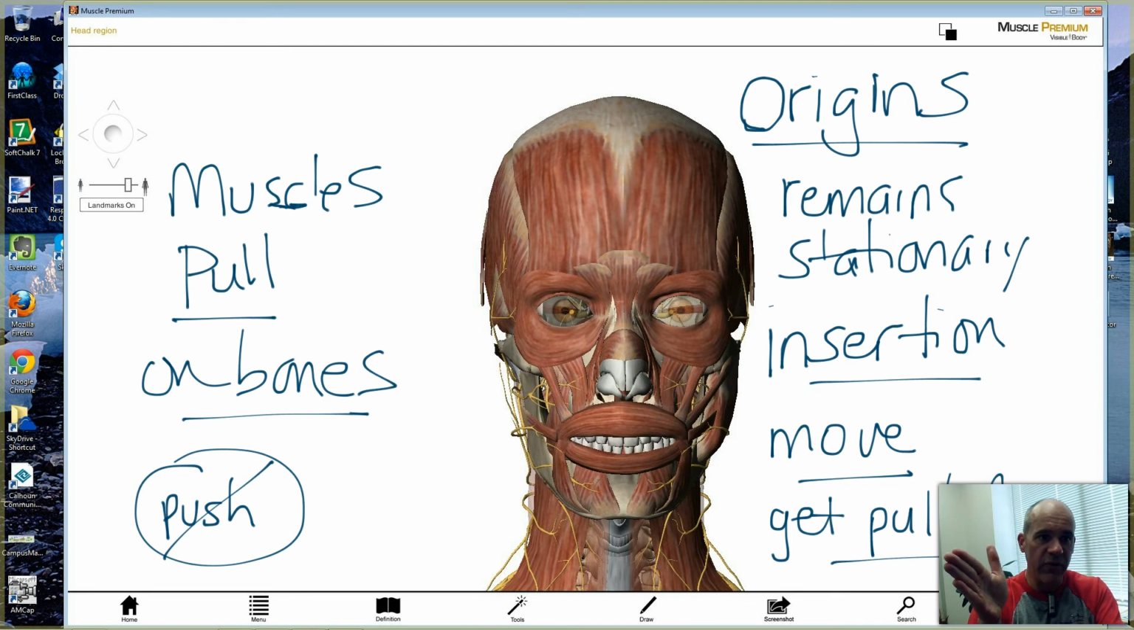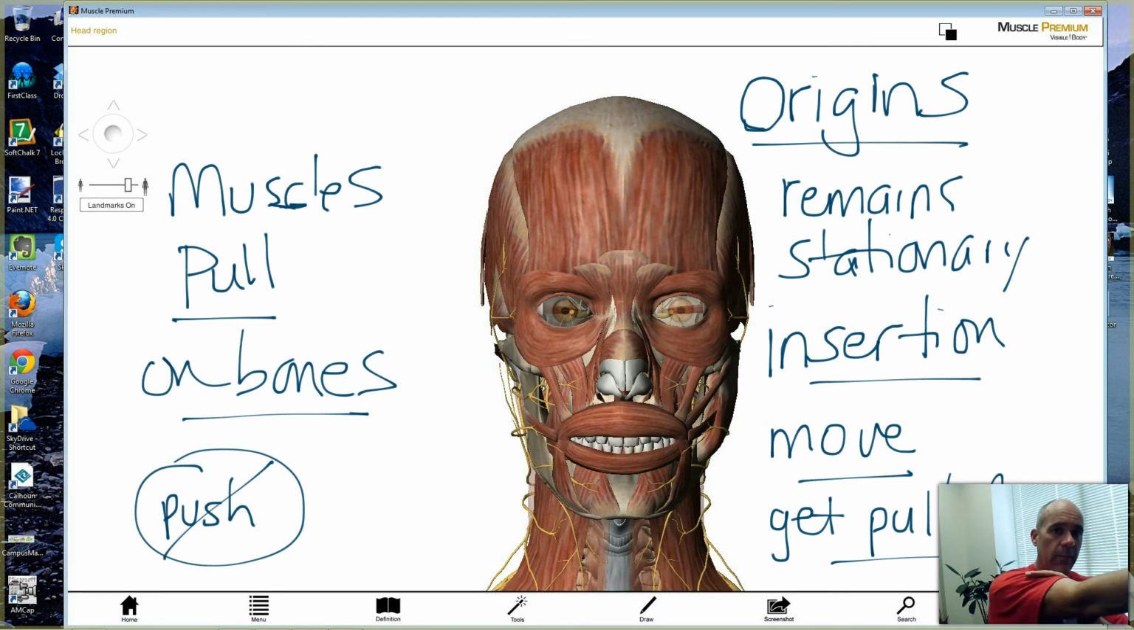So what's a muscle going to do? It's going to pull on a bone. They don't elongate during contraction. They're not going to push bones back into place. So when you do something like flex your elbow, there are muscles on this side of the upper arm that cooperate with each other to allow that to happen.